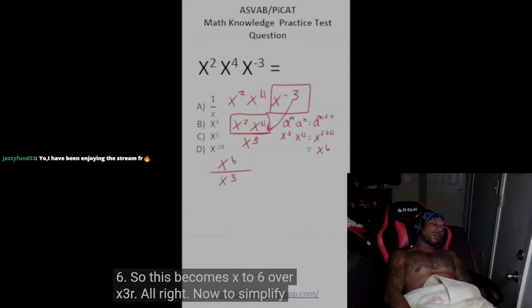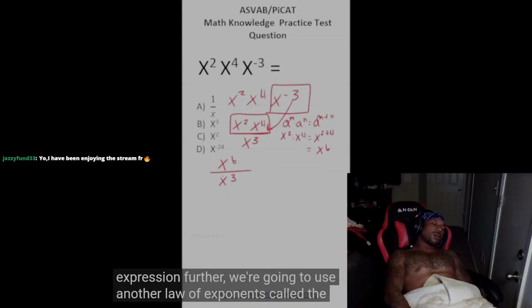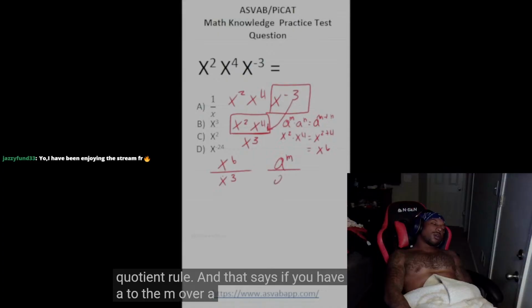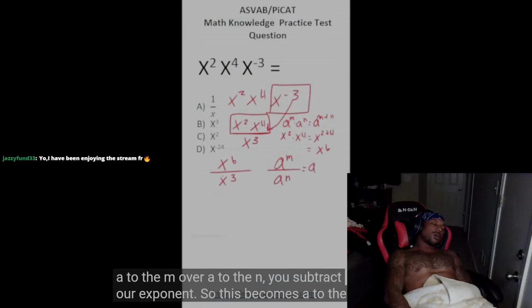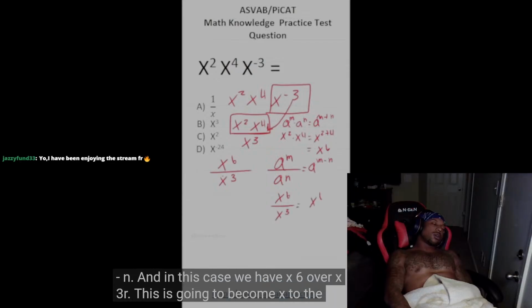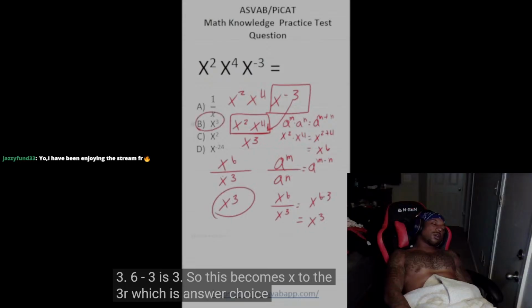All right, now to simplify this expression further, we're going to use another law of exponents called the quotient rule. That says if you have a to the m over a to the n, you subtract their exponents, so this becomes a to the m minus n. In this case, we have x to the 6th over x to the third. This is going to become x to the 6 minus 3. 6 minus 3 is 3. So this becomes x to the third, which is answer choice B.